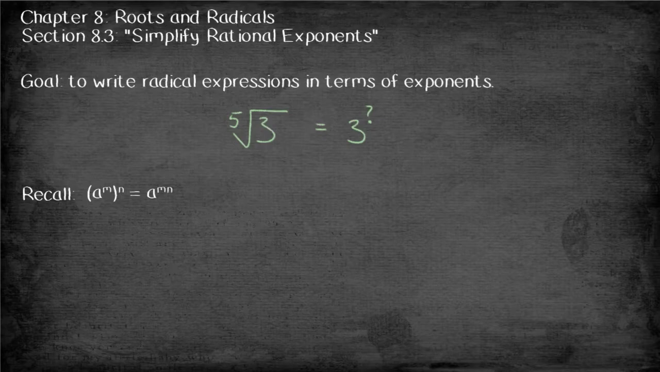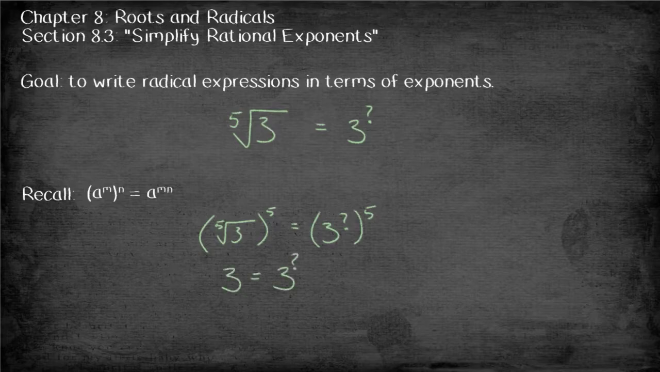So I know that when I would take the fifth root of 3 and raise it to the fifth power, I should just end up with 3 on the left-hand side. On the right-hand side, I would have 5 times whatever my exponent is. But the exponent of 3 here is 1. And so we have that 1 is equal to 5 times whatever. So it's not too hard to see that that mystery exponent has to be 1 over 5. And that's how we're going to be writing radicals in terms of exponents.